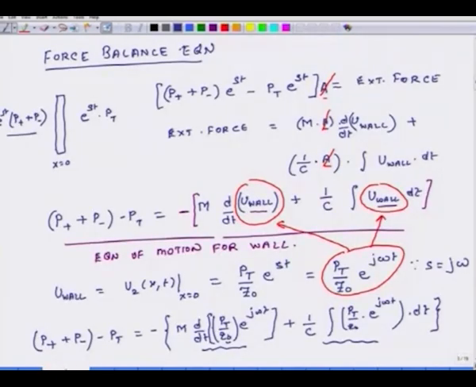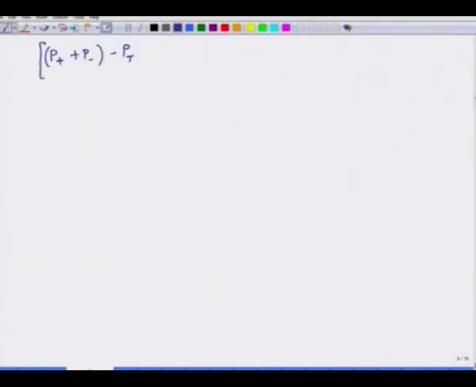So I omitted one thing here, that I had an E s t here. So, I should have E s t here, and I will replace this E s t in this relation by E j omega. So, my left side is P plus P minus minus P t E j omega t, and on the right side I get m P t over z naught times j omega E j omega t plus 1 over c j omega times P t over z naught times E j omega t.